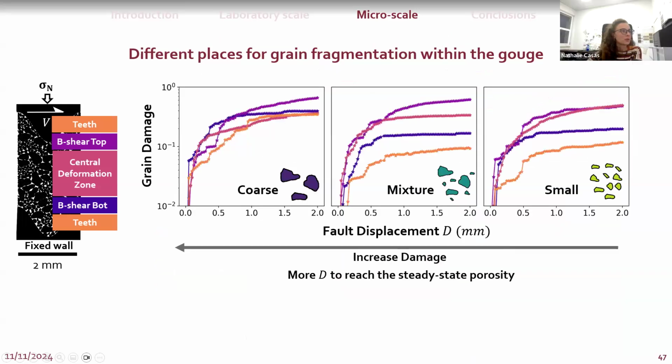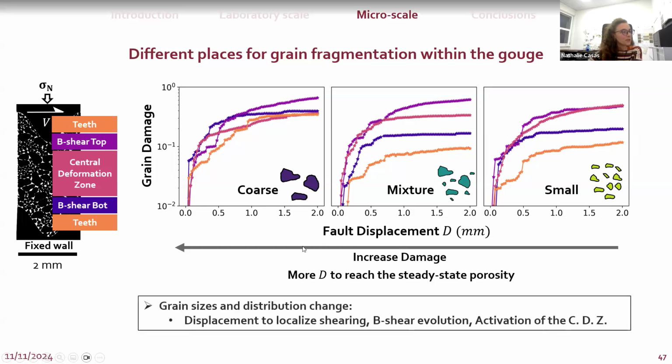So basically what we can conclude about this is that increasing the initial grain size, as we saw in the laboratory, we increase a lot the fragmentation damage we observe. And we need more time in order to reach our steady state of porosity, because here you see that with these bigger grains, we still don't have a steady state porosity happening. So grain size and distribution change the displacement to localized shearing, the boundary shear evolution, and also activate differently the central deformation zone, which can have an impact on the way they can also go to unstable sliding after all.